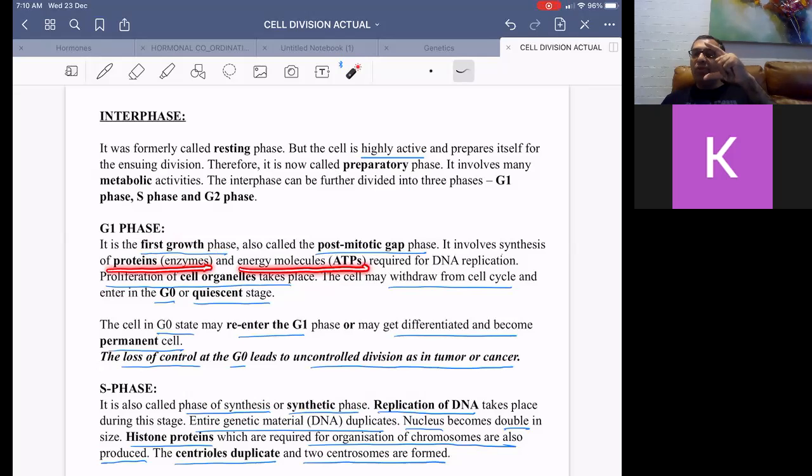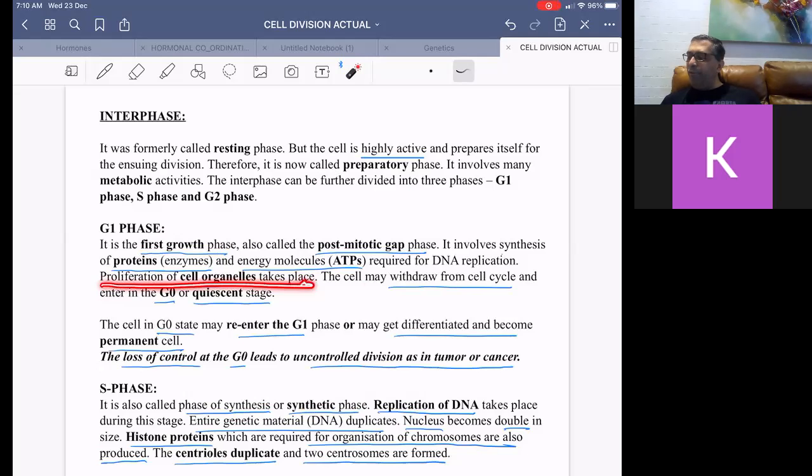So during the growth phase called G1 phase, you have protein synthesis in the ribosomes of the rough endoplasmic reticulum. Protein synthesis takes place, and in the mitochondria, ATPs are formed, which are required for DNA replication, and proliferation of cell organelles take place. You have more number of Golgi bodies, more number of peroxisome, more number of chloroplast, mitochondria, ये सब proliferate होते हैं.